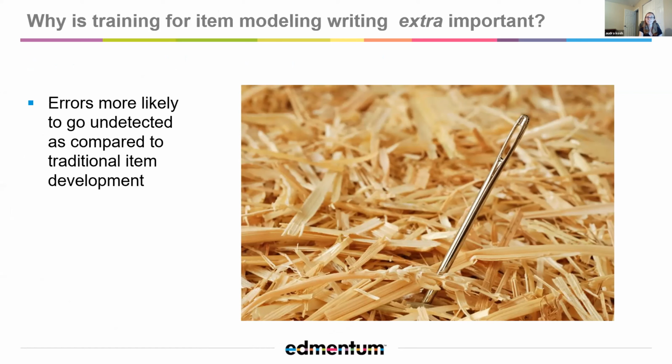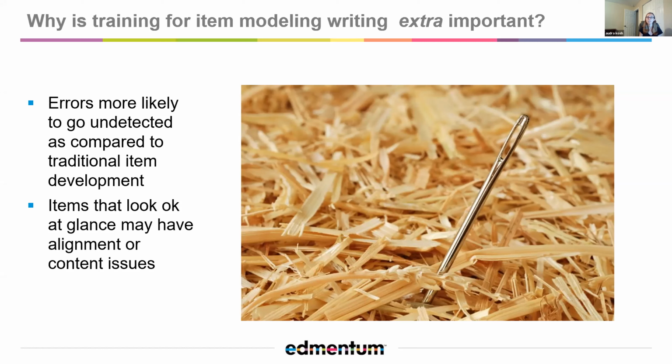So it's kind of like finding a needle in a haystack, but you may not even know if an error exists in an item. Also, you might have content issues or alignment issues that could go undetected from types of automated checks. So even if you are implementing automated checks on the generated items to do things like ensure no keys are duplicated, items that look okay at first glance according to automated procedures might actually have significant alignment issues.